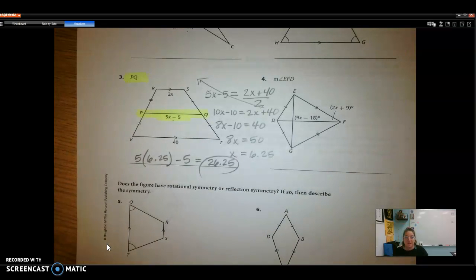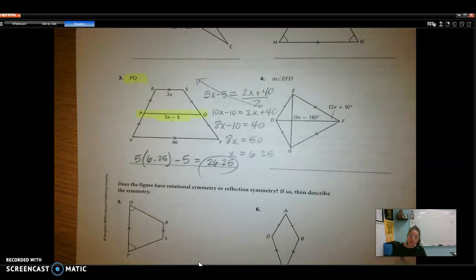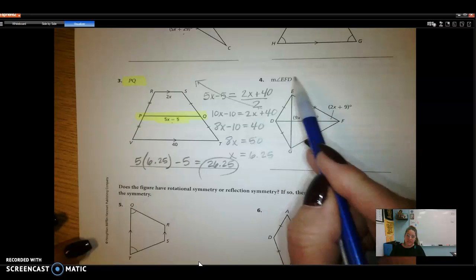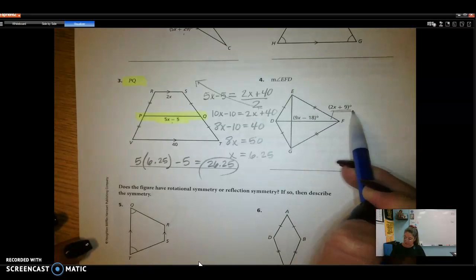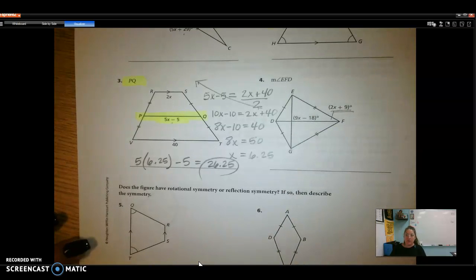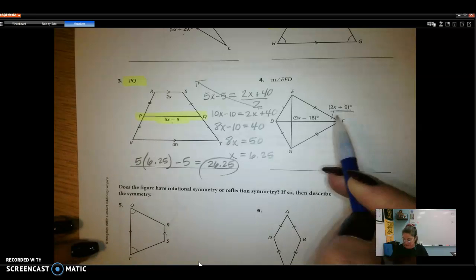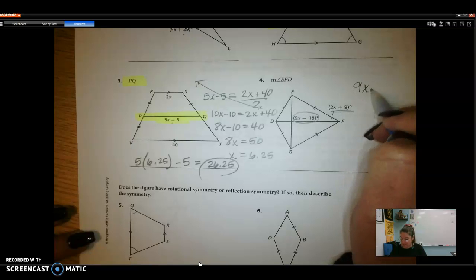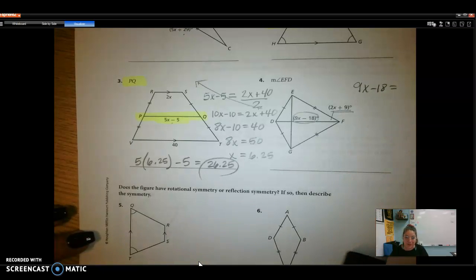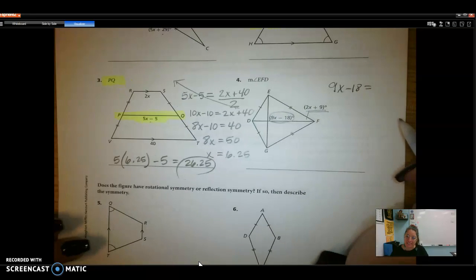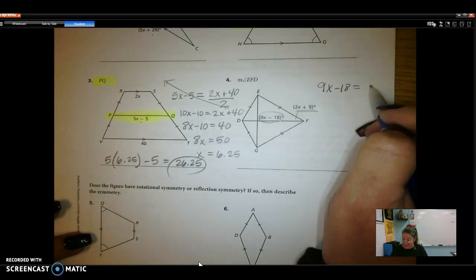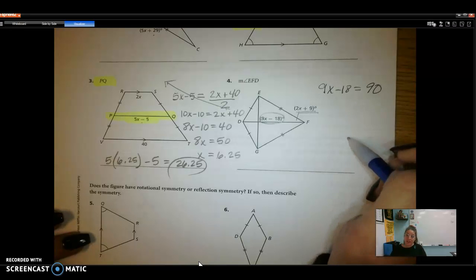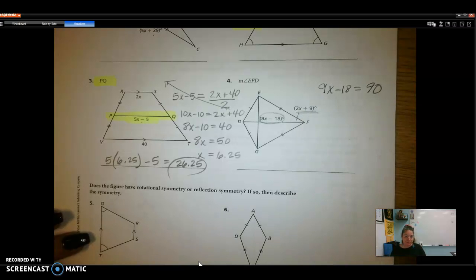Okay? So for number 4, let's get this one started. We need to find angle EFD. That is this one right here with the 2x plus 9. In order to get x, we're going to use 9x minus 18. And remember, with kites, diagonals meet and are perpendicular. So 9x minus 18 is going to equal 90. Okay, so go ahead and solve for x and then plug it in here.